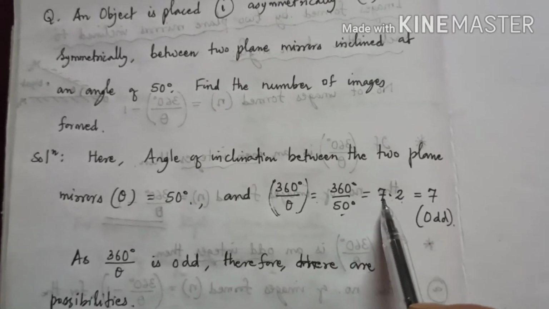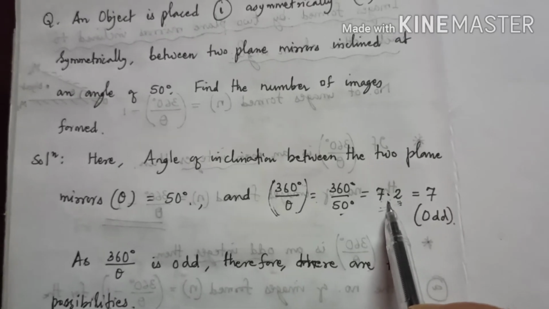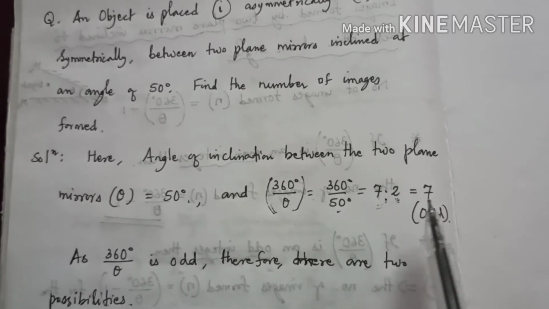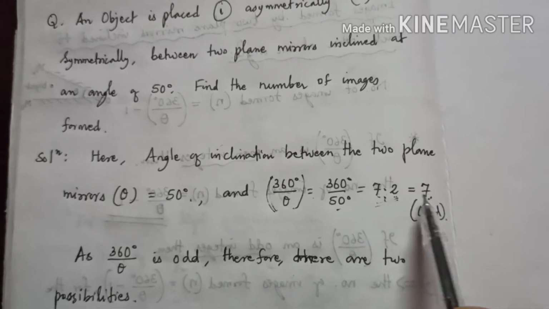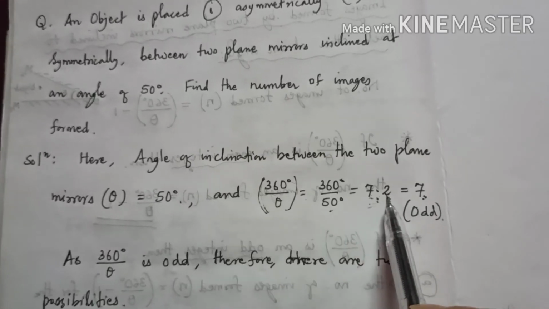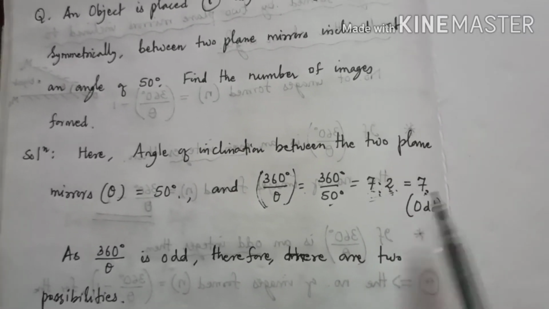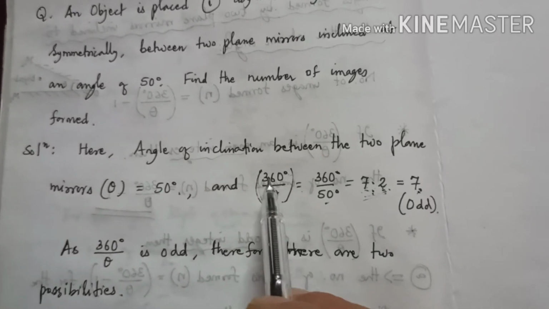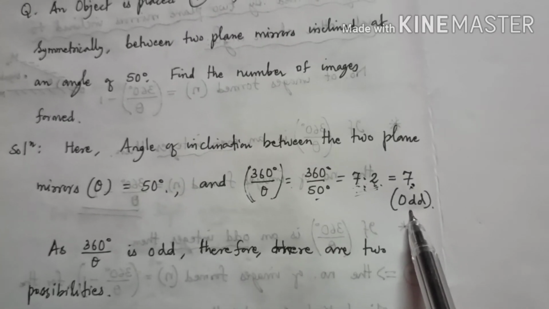So this value 7.2 has to be an integer. It cannot be a fraction, it cannot be a decimal. So you get the integral part. You write only the integral part. So the integral part of 7.2 I'm writing as 7. If it is 8.3, I'll write 8. So it goes on like that. So here you're getting 7. The value of this quantity 360 by theta I'm getting as 7. And you know 7 is an odd integer.